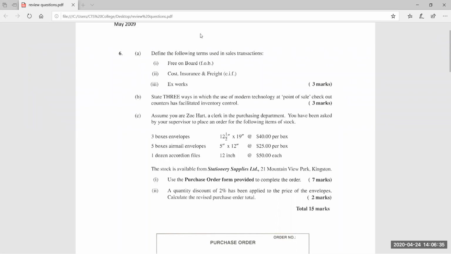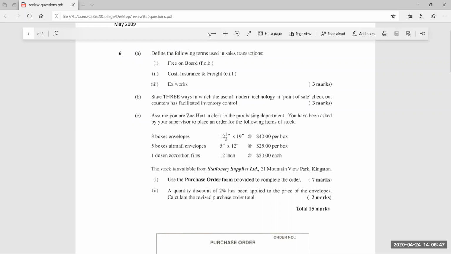Okay, let's look at B of the question. State 3 ways in which modern technology at point of sale checkout counters have facilitated inventory control. Think of this answer here. I'm coming back to you to see what you will come up with.